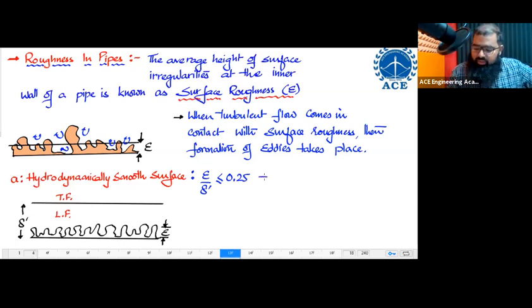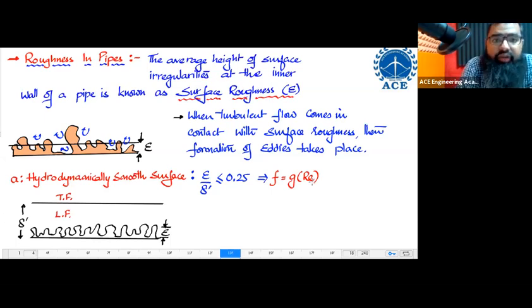In this case, straight away, your friction factor becomes a function only of Reynolds number. Recall, friction factor was supposed to be a function of Reynolds number and epsilon in the case of turbulent flow. But epsilon is not creating any effect over here. Therefore, friction factor has become a function purely of Reynolds number.